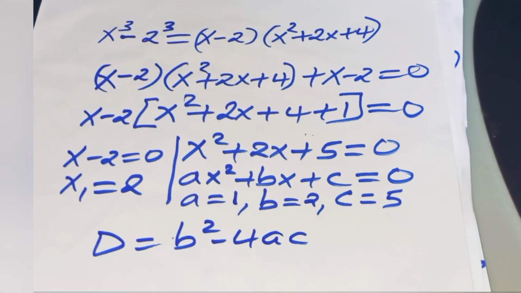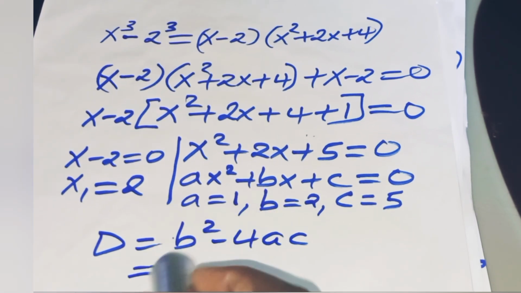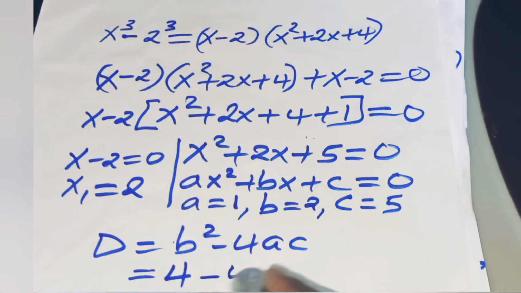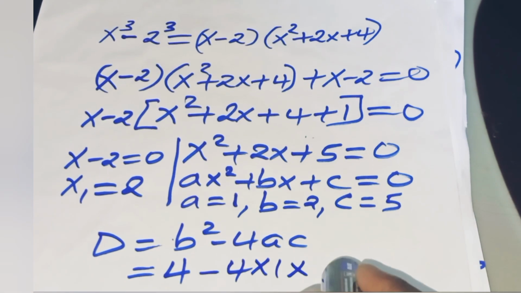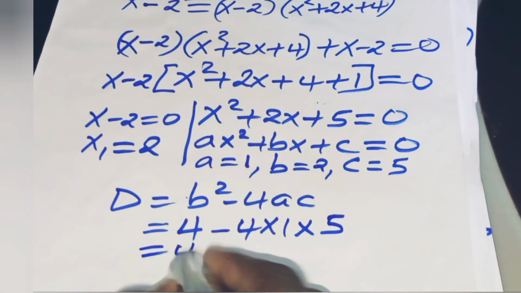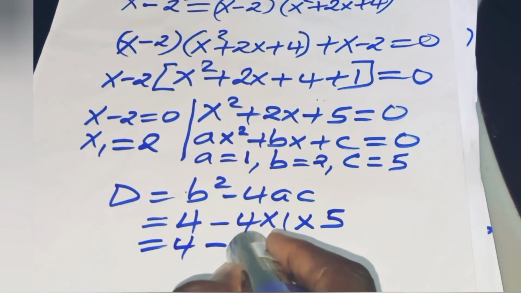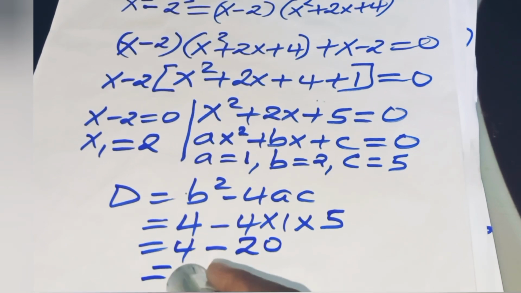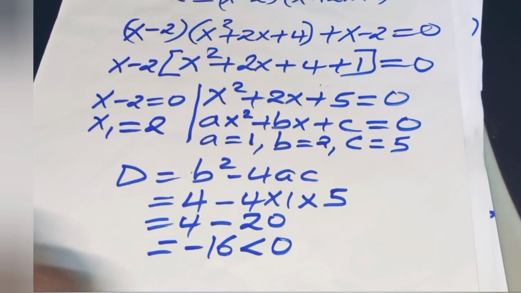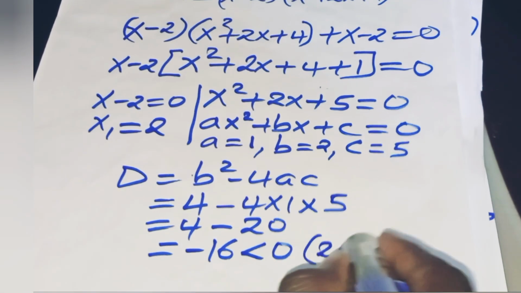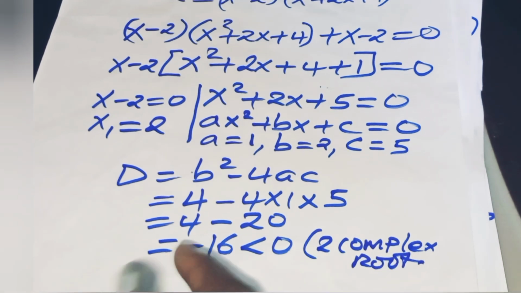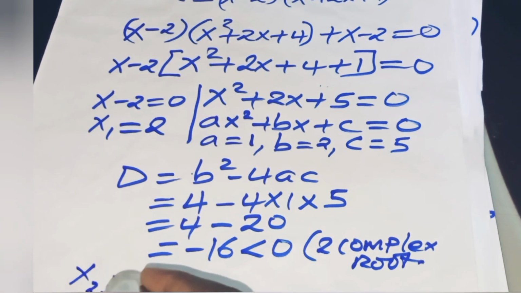Okay, so let's substitute this. b squared, that is 2 squared, which is equal to 4, subtract 4 times 1 times c, actually c is 5. So this is 4, subtract 4 times 5, which is 20, and this is negative 16, which is actually less than 0. So that means that we have two complex roots here, which we can solve. That is now x2 and x3.